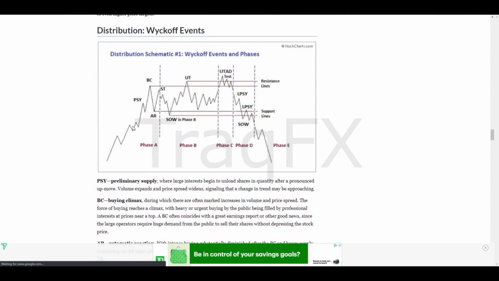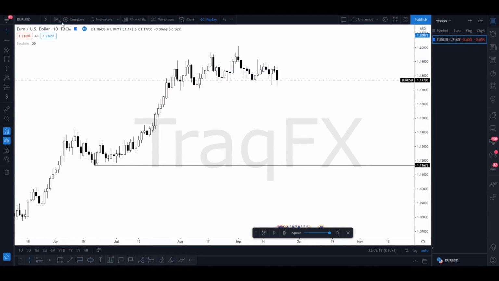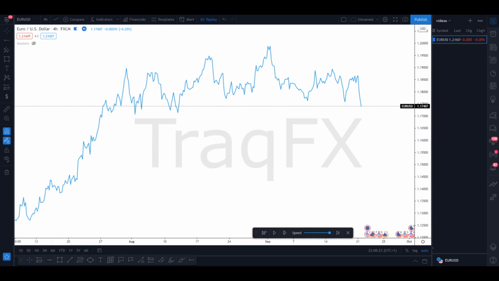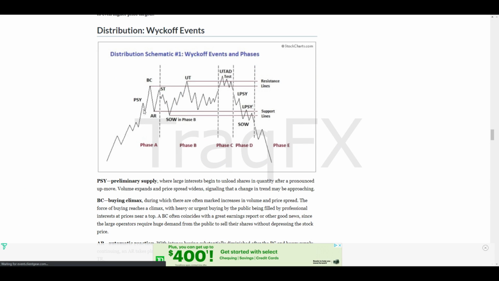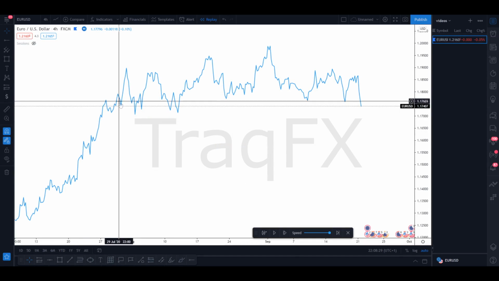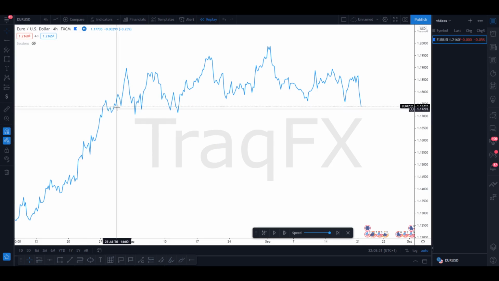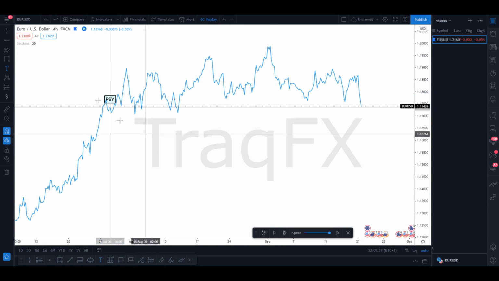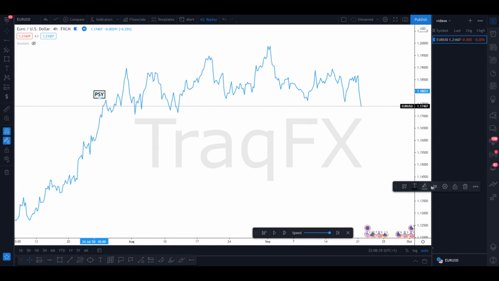So in this distribution, the first thing we're looking for is the PSY. So let's go to the line chart and let's go to the 4 hour and try to find the PSY. The PSY is generally that last pullback before the move up that has a significant drop. So technically speaking, this is my last pullback, big move up, significant drop. So this is my PSY right over here. That's exactly where my PSY is. Boom. Now let's change this down to like 16, make that a little nicer.